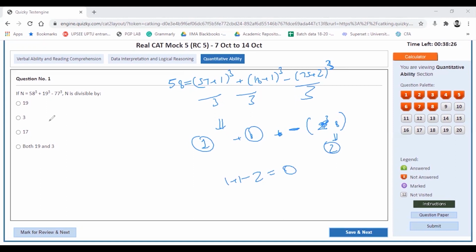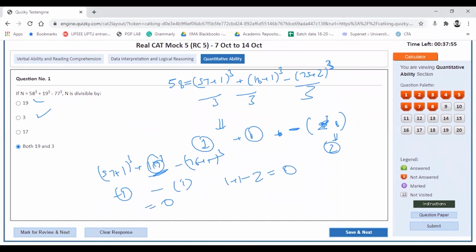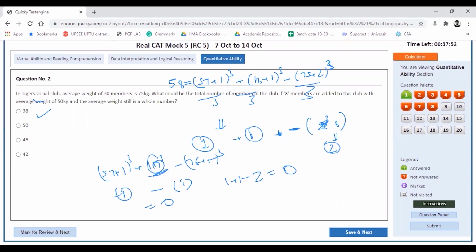That is, 3 is a divisor, and similarly checking for the 19, I would have 57, 19 times 3 plus 1, 57 whole cube plus 19, this is anyways divisible, minus 76 plus 1 whole cube. Now this gives me a remainder of 1. This again, with the minus, gives me a remainder of 1. Now this is again 0. So both of these divide, answer option D is the answer. So selecting option D and moving on to the next question. Let me clear my screen.